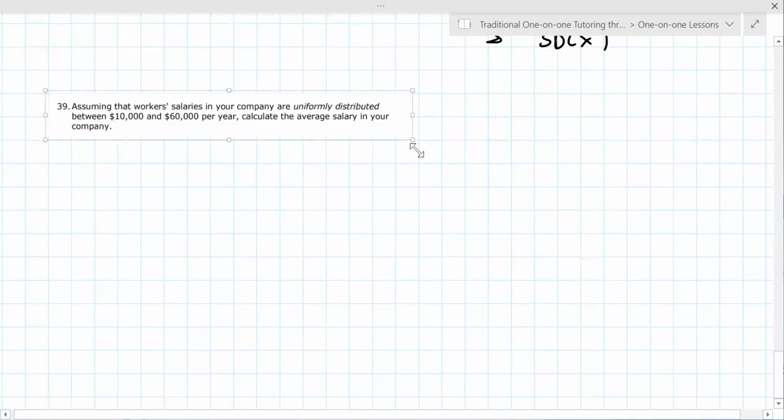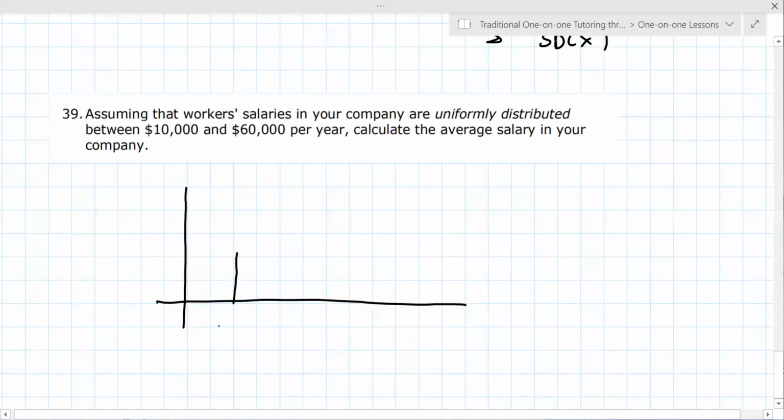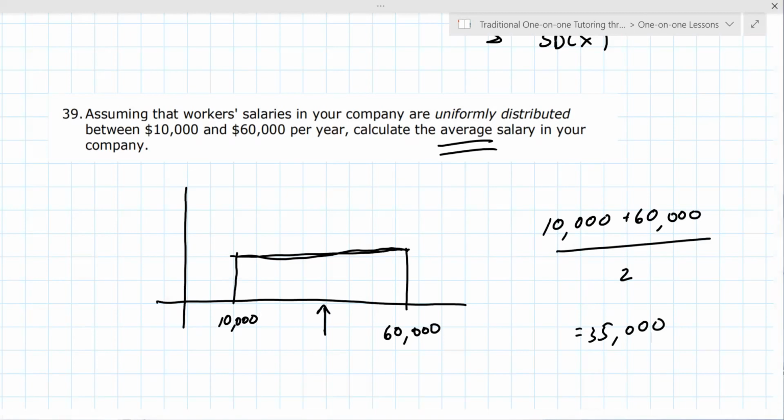All right. Assume that worker salaries in your company are uniformly distributed between $10,000 and $60,000 per year. So if we made a graph, here's 10,000, not to scale, to 60,000. This question is asking for the average, the middle number. So it's simply an average of two numbers, 10,000 plus 60,000 over 2. So it's 35,000. Okay, that was beyond simple. Yeah. Underwhelming. I hope there's a lot of those on the test. Yes.